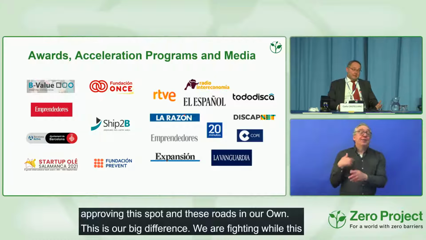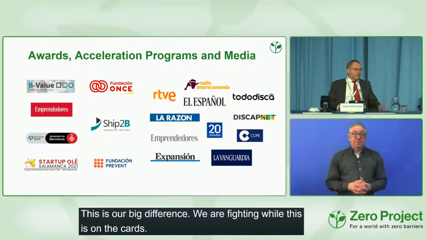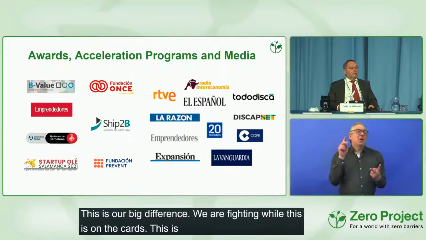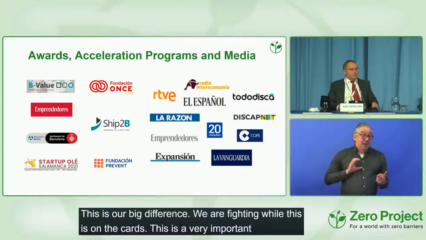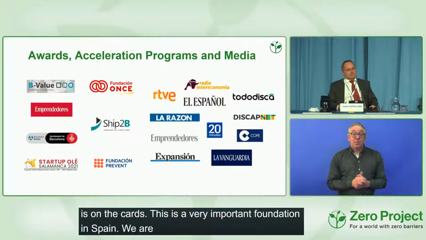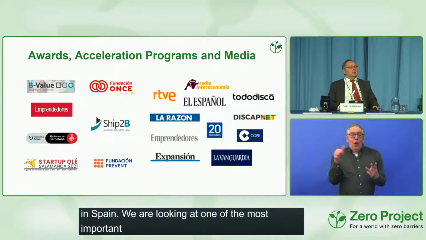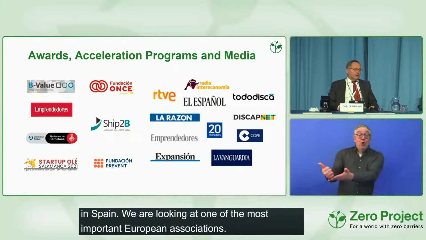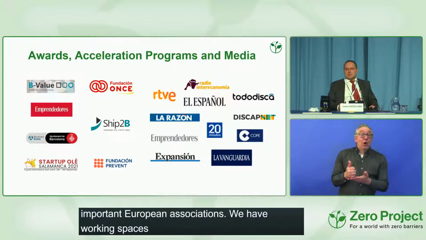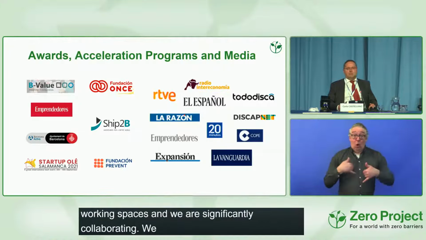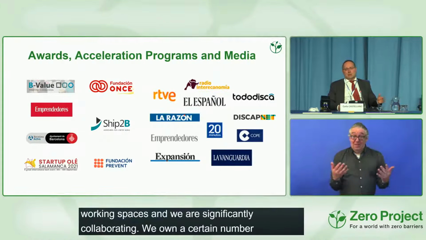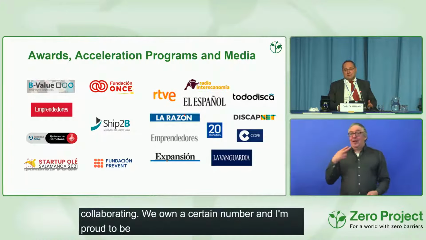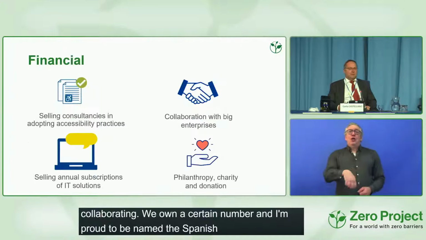We are in 3 main acceleration programs. One is the ONCE Foundation. The second one is Ship2Be. These are very important foundations in Spain, but especially we are hosted in Fundación Prevent, which is one of the most important European associations too. We are in their spaces and co-working, and they are collaborating significantly with us. And we also own a certain number of awards. I'm very proud to be named the Spanish Entrepreneur with Disability 2020 in Spain.